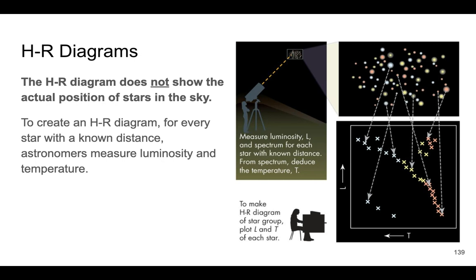And you can make one of these graphs for all the stars in the sky and plot them all along this graph. Or you can look at a particular galaxy or a particular star cluster or some kind of group of stars. And what you do is for every one, you figure out its temperature by looking at its spectrum, and you figure out its luminosity, which can be trickier. And then you plot them on this graph, luminosity versus temperature.